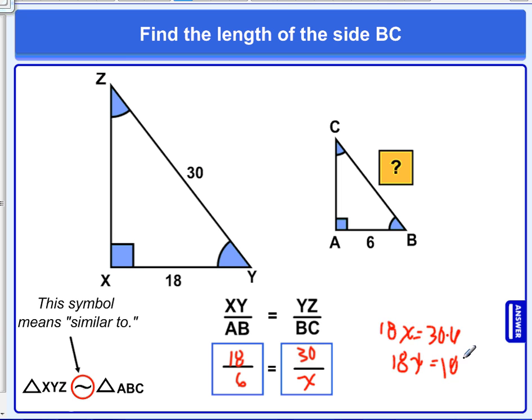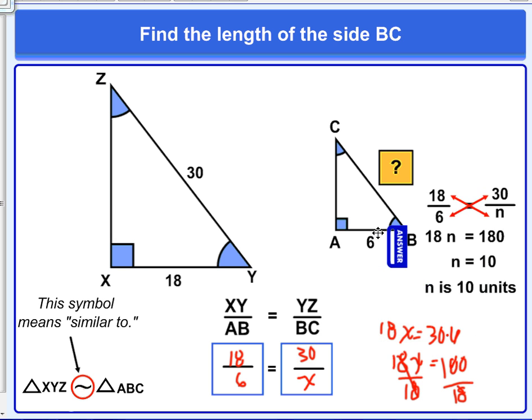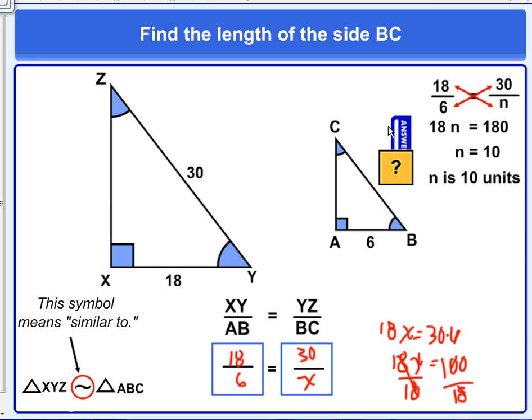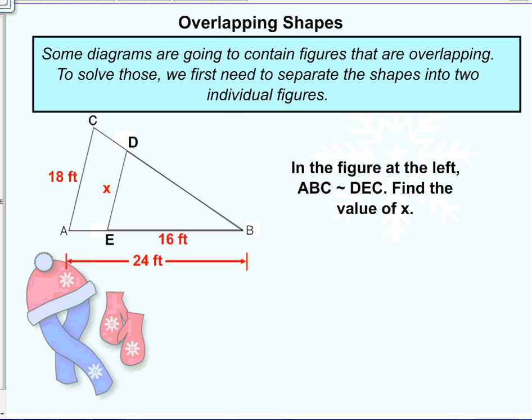Divide both sides by 18 using my inverse operations, which I'm sure you are all pros at by now. And figure out 180 divided by 18 is 10. All right, so my mystery angle right here is 10. Very self-explanatory. All right, now what if my shapes are overlapping?